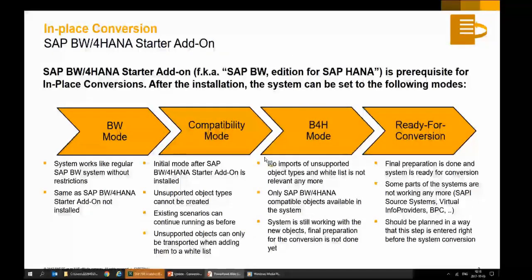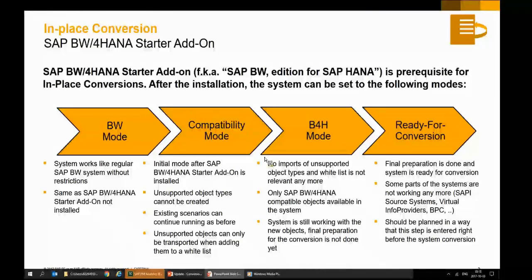With the starter add-on, your BW system can run in 4 different modes. The BW mode speaks for itself. The system works just like SAP BW. However, when you move further to the compatibility mode, we put your system into a little bit of a stricter mode, meaning all objects that are not compatible with BW4HANA are under some limitations.